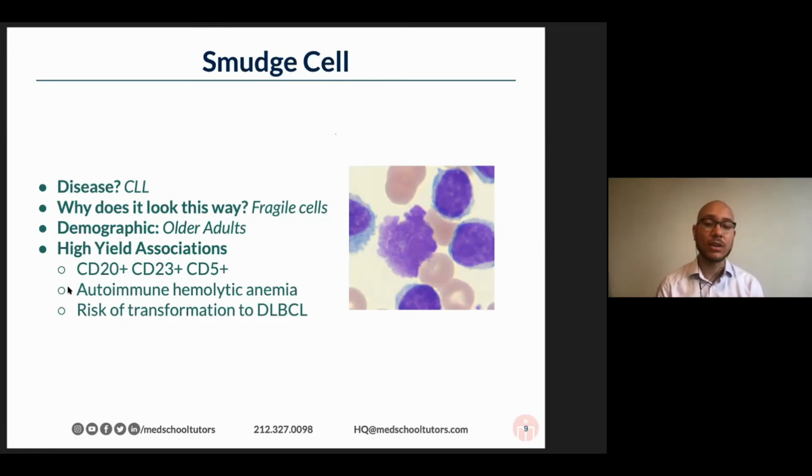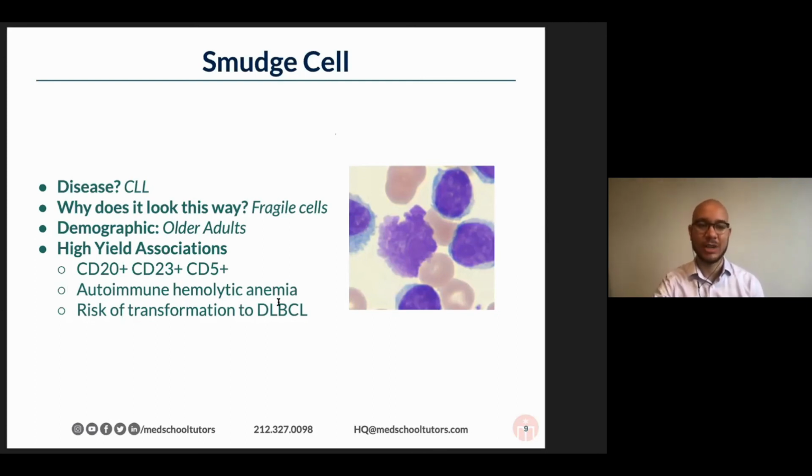Some of the clinical associations to keep in mind is that this is associated with autoimmune hemolytic anemias. And a feared complication is the so-called Richter's transformation, or the transformation to the large cell lymphoma, DLBCL, diffuse large B-cell lymphoma. So if you see this cell, it's because the cell was fragile when the pathologist or the lab tech was creating this slide. They moved that cover slip, and these fragile cells were crushed, forming the very characteristic smudge cells.